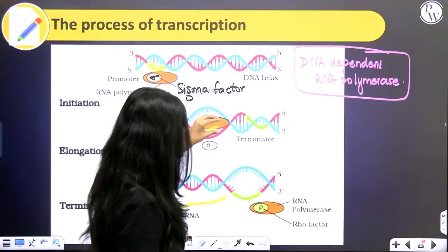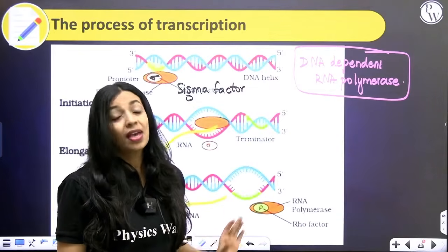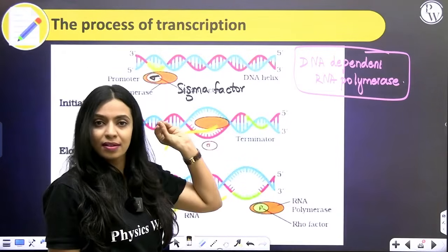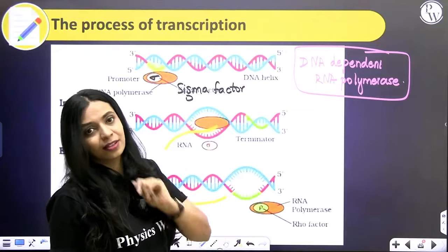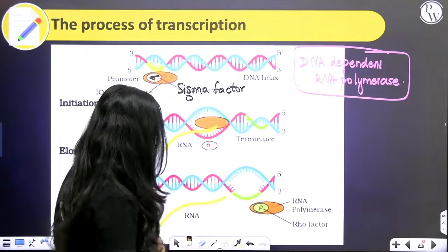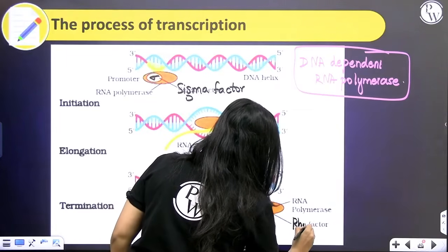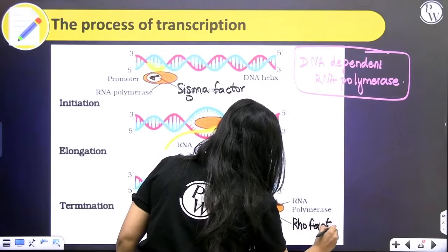Again, as it proceeds, it does not know how to identify the terminator, it does not know where to stop. In order for the RNA polymerase to stop at the terminator, it needs the help of another protein that is called the Rho factor. So this Rho factor will help in termination.